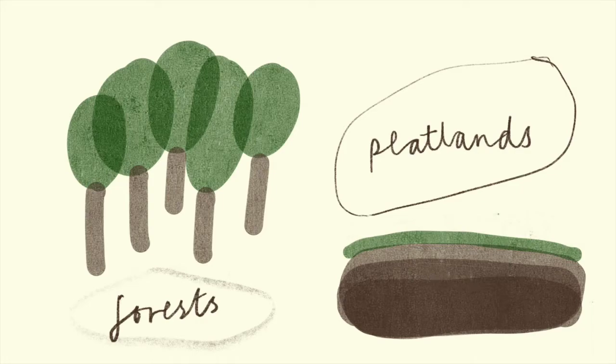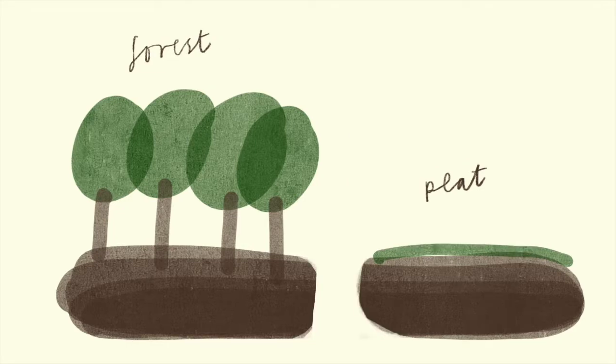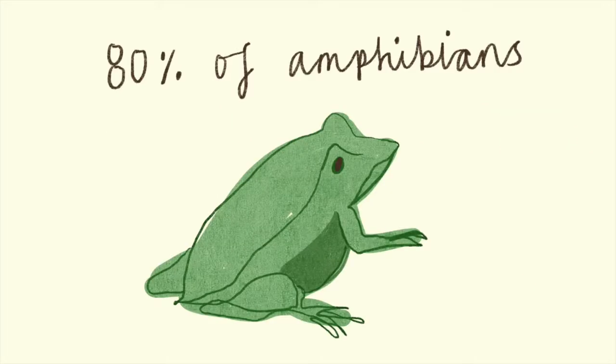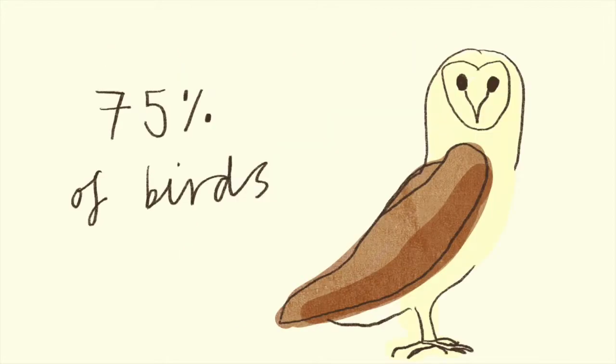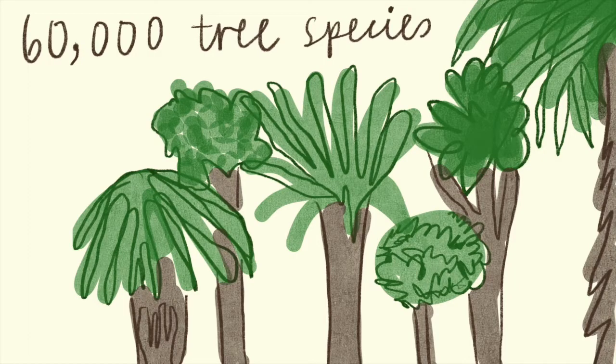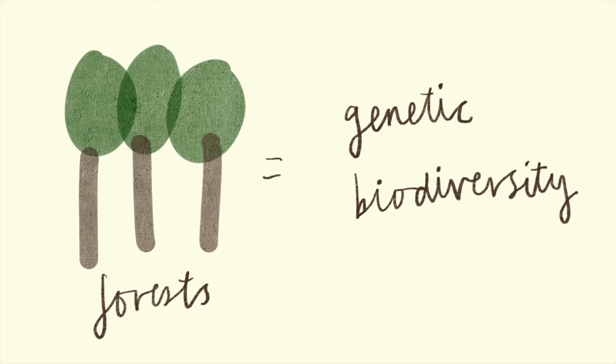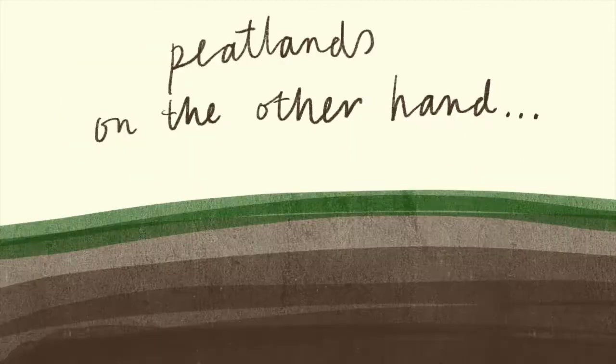So let's talk a bit about forests and peatlands. What connects these two ecosystems and what makes them different? Forests are hubs of biodiversity, containing around 80% of amphibians, 75% of birds, and 68% of mammal species around the world. They also host over 60,000 tree species and are home to many other terrestrial plants. So, in terms of genetic biodiversity, forests are invaluable systems for life on Earth.